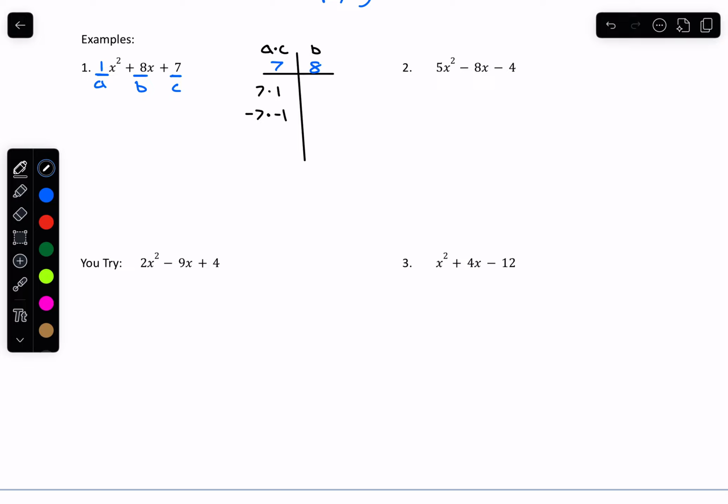So now on the other side, we're going to check what they add to be. So 7 and 1, if I do 7 plus 1 on the right side, this adds up to be 8. And if I do negative 7 plus negative 1, that adds up to be negative 8.